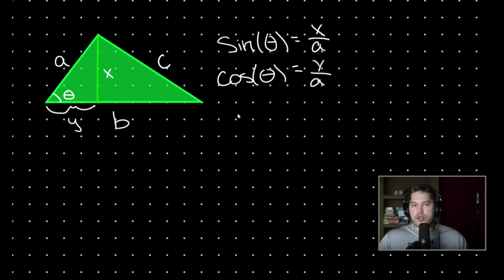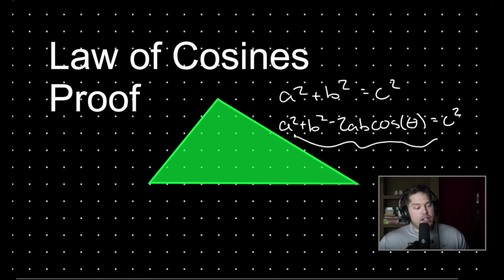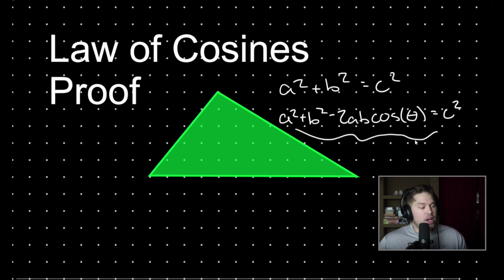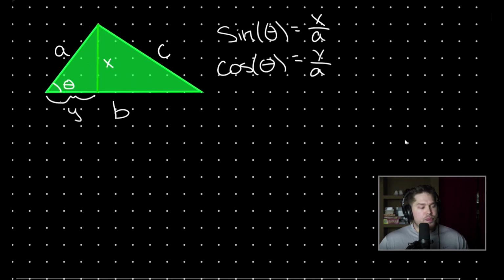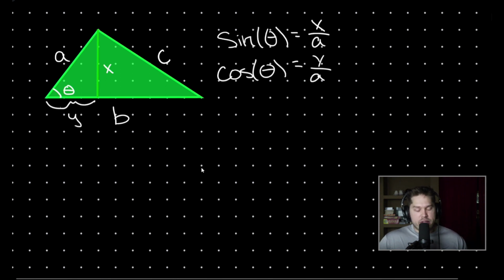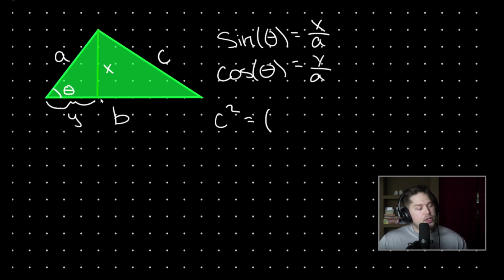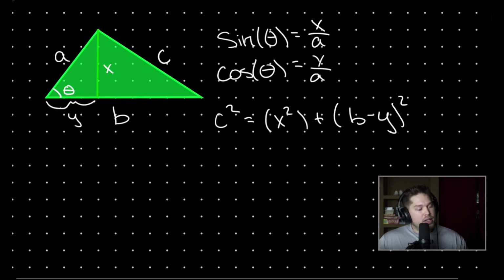And what are we trying to solve for? Well, again, the law of cosines is a squared plus b squared minus 2ab times cosine of theta is equal to c squared. So we're trying to solve for c squared. So let's use Pythagorean's theorem to help us out. What do we know? We know that, well, c squared is going to be equal to what? It's going to be equal to x squared plus b minus y squared, as b minus y is this distance.